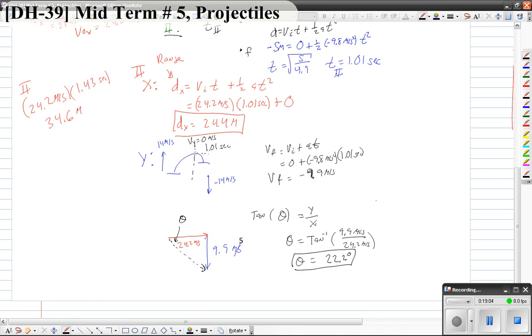That's the Pythagorean theorem. So 9.9 meters per second squared plus 24.2 meters per second squared. Take the square root of that, and that's going to give you the magnitude of your final velocity. And that is a final velocity that is 24.4. And it makes sense that it would be a little bit bigger than either component. But you get 24.4 meters per second.